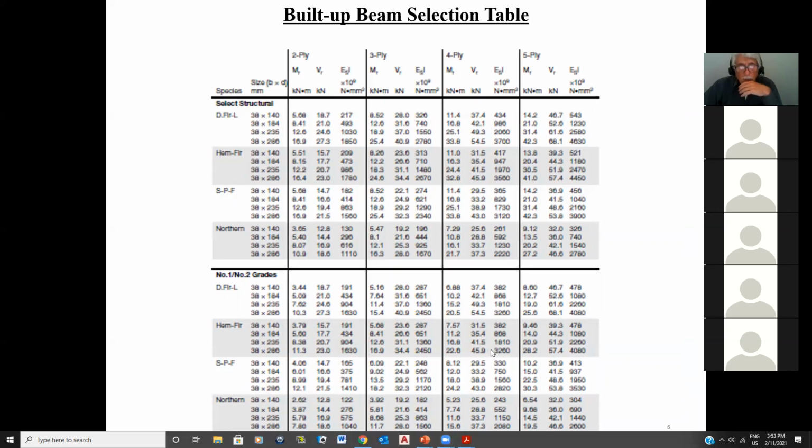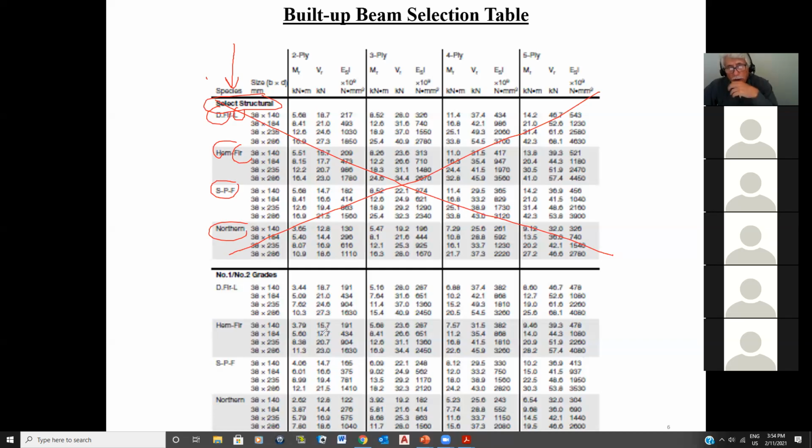So basically, this is very similar to the joist tables. They start off with the species: Douglas fir, larch, hemlock and fir, and of course SPF, spruce pine fir, and then there's northern. Now, we will never use this, so don't even bother with this part of the table. This is select structural. The chances you're going to find select structural at the lumber yard are almost nil, and therefore we will never use this.